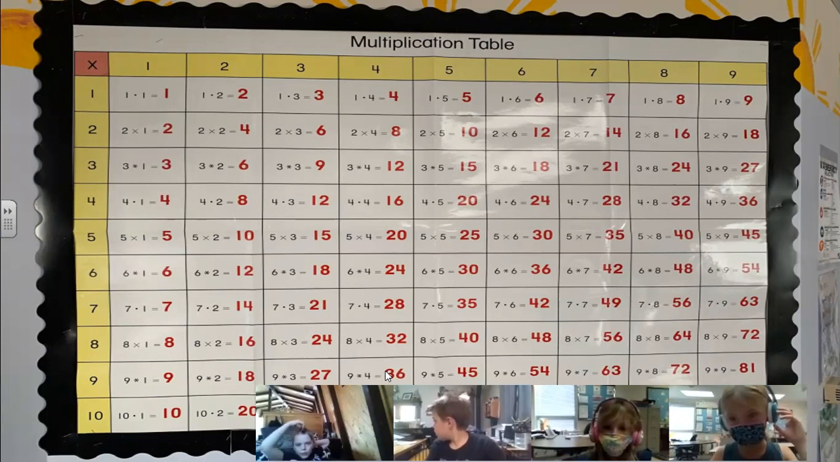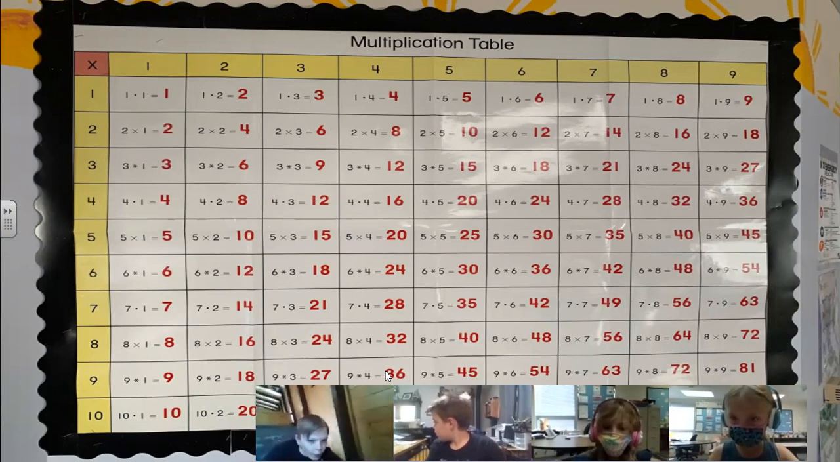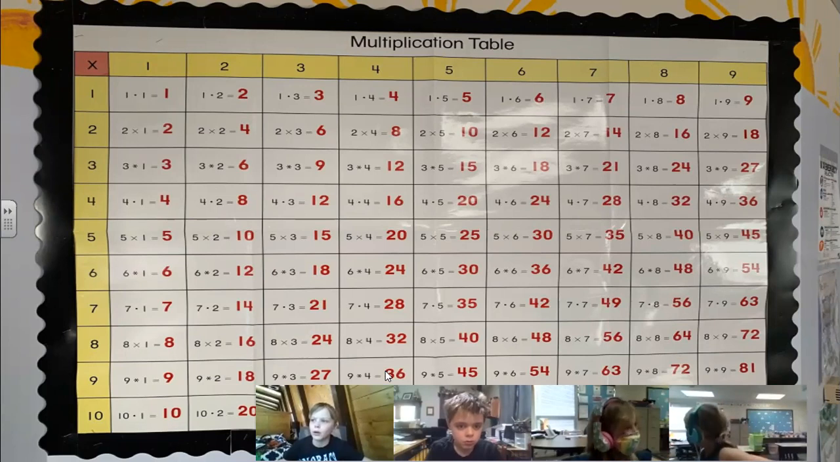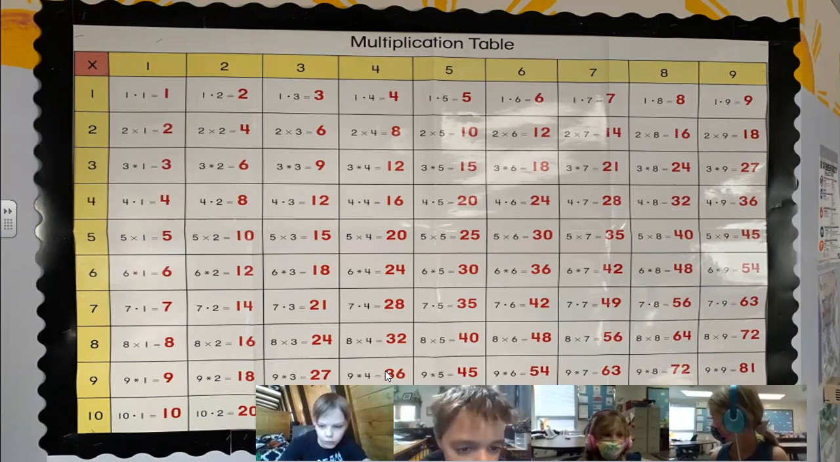Sawyer, can you come sit right by me? All right. This one's for you, Cooper. You ready? 3 times 4. Everybody else needs to know it too. He's going to be ready to answer it. 3 times 4.